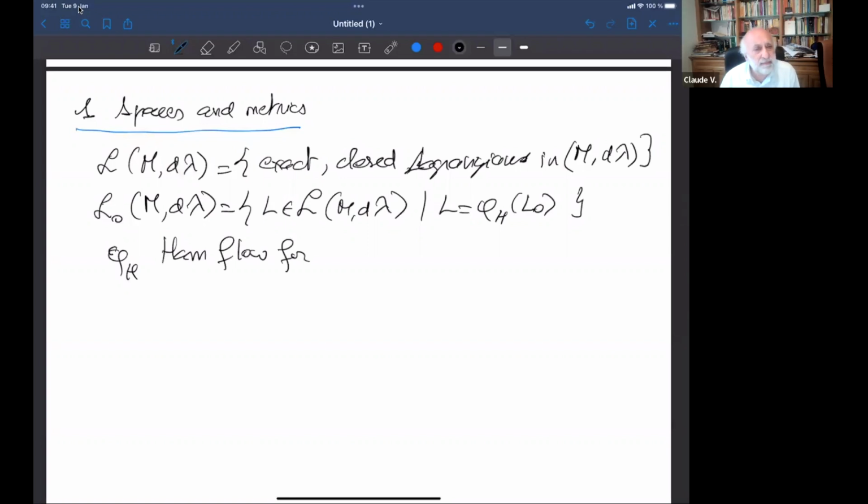So is my handwriting readable? Yes, thank you. Yeah. Okay. Yes, very good. The Hamiltonian flow of H.